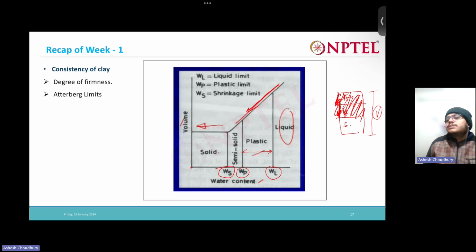So liquid limit, plastic limit, and shrinkage limit. These are the main three limits. Above the liquid limit, if you pour water, the soil will turn into liquid. Between the liquid limit and the plastic limit, it will be plastic, moldable. Between the shrinkage limit and the plastic limit, the soil is a semi-solid, and below the shrinkage limit, it will be solid soil. All right.